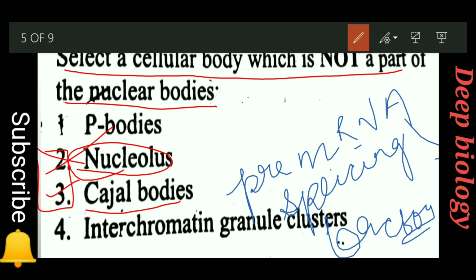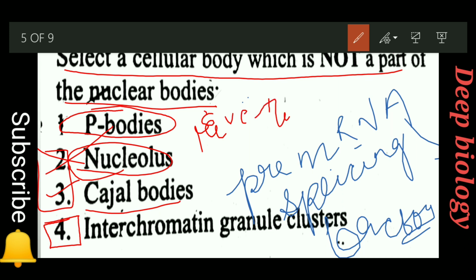The fourth one is interchromatin granule cluster. The interchromatin granule clusters are also found in the nucleus, which have factors responsible for pre-mRNA splicing. That's why fourth cannot be our answer, and our answer is P bodies, because P bodies are not found in the nucleus, they are found in the sieve tube of phloem in angiosperm plants. It is not found in the nucleus of the sieve tube. That's why our answer is P bodies.